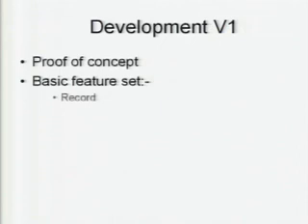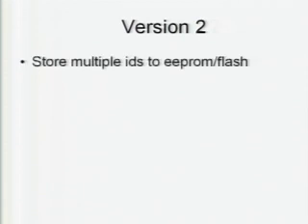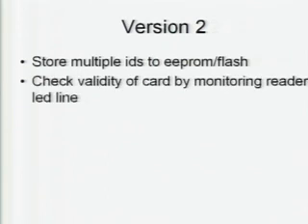Okay, so this is version 1. It's a proof of concept. It has a very basic feature set. It records, it replays, and it can disable users. Oh, and it can enable them as well. Version 2, which I'm currently working on, and I didn't have my demo version ready for you, can store multiple IDs, and it writes them back to the flash on the chip. We monitor the reader line, so we know that we were actually capturing good cards.